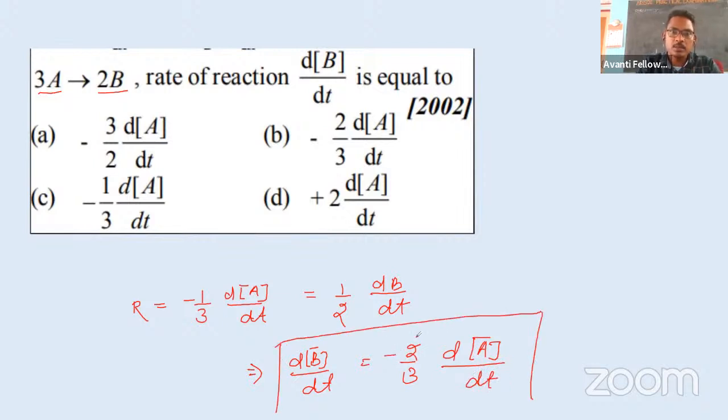So which is the correct answer? 2 by 3 dD/dt. This is the correct answer. Yeah, I hope everyone understood this. ये सभी को समझ में आया ना? Would you have any doubt?